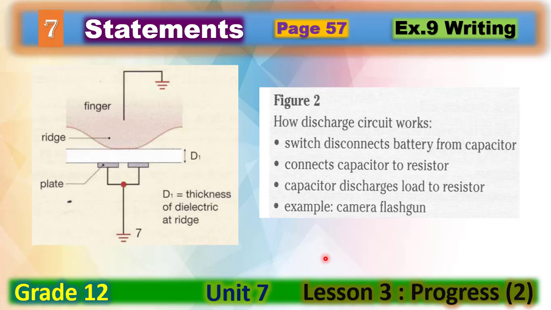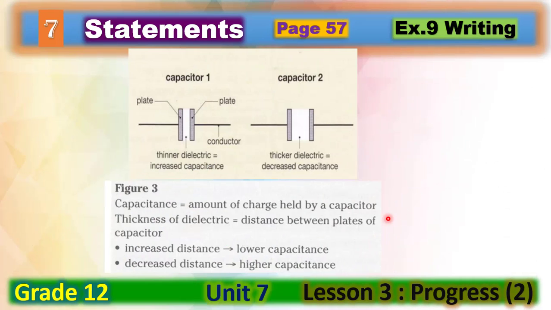If you are going to talk about figure number 2: how the discharge circuit works. The switch disconnects the battery from the capacitor, connects the capacitor to the resistor, and the capacitor discharges its load to the resistor. Example, camera flash gun. Figure number 3, capacitance: amount of charge held by a capacitor, thickness of dielectric, distance between plates of capacitor. Increased distance, lower capacitance. Decreased distance, higher capacitance.